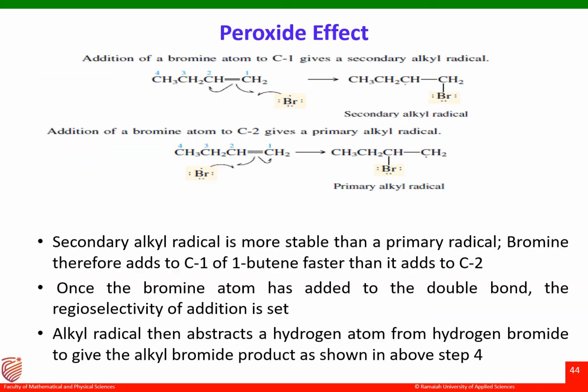In the last step, the termination has to happen, therefore we terminate it by adding a bromine atom to give a primary alkyl halide. Please note, a secondary alkyl radical is more stable than a primary alkyl radical, just like carbocations. So the alkyl radical abstracts a hydrogen atom from hydrogen bromide to give an alkyl bromide product as shown in step 4.